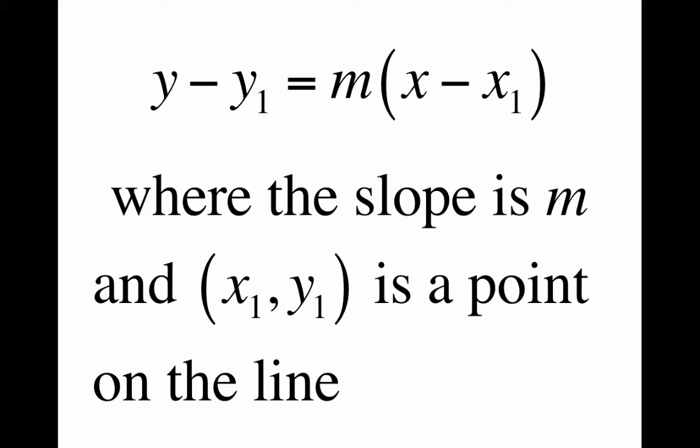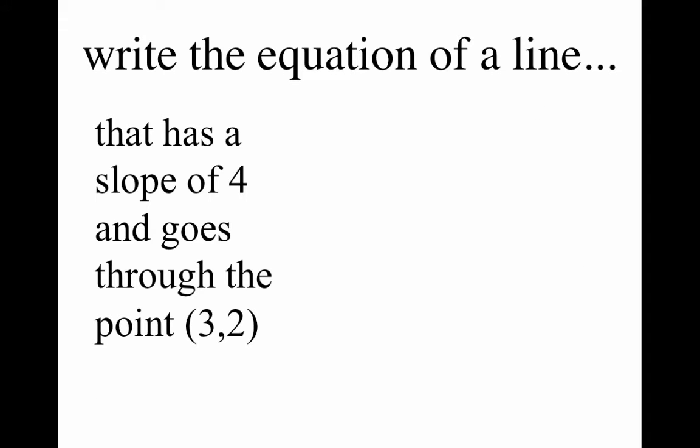If I ask you to write the equation of a line and that's all I say, you can use any form you want. But in 5.3, you need to use point slope. So here's how you use point slope. Write the equation of a line that has a slope of 4 and goes through the point 3 comma 2.